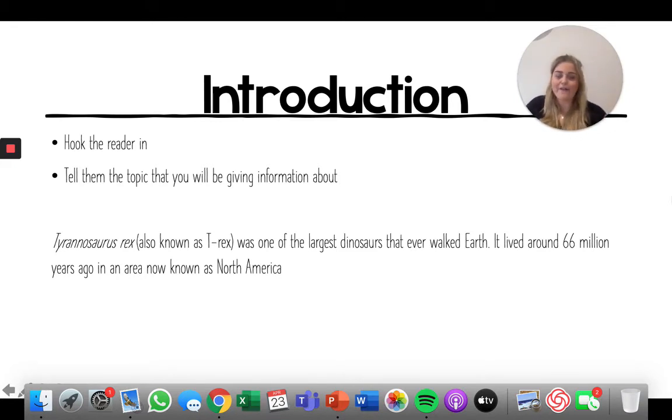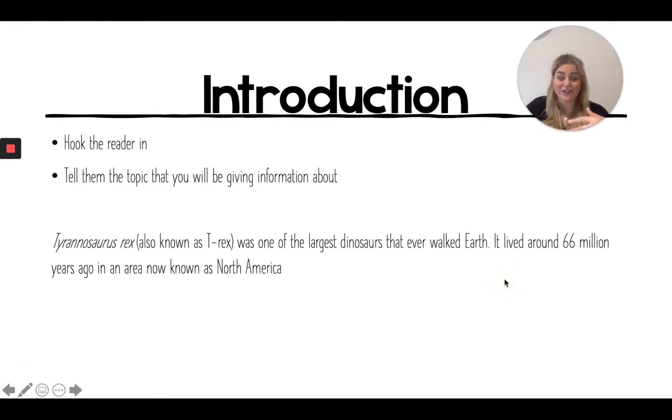So we have our introduction here, and I'm going to read it to you. The Tyrannosaurus Rex, also known as T-Rex, was one of the largest dinosaurs that ever walked Earth. It lived around 66 million years ago in an area now known as North America. So that is our introduction. It is 2 sentences in length, and it gives us our basic pieces of information. So what type of information has it given us?